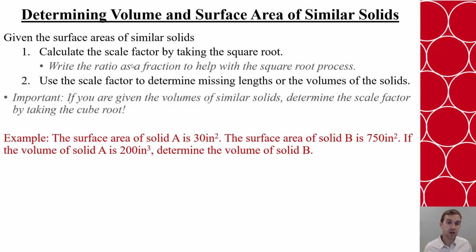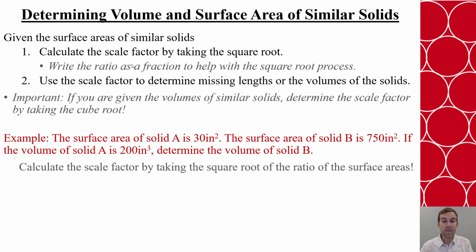So I don't have anything about the lengths or the widths or any of that information. All I have is the surface areas and the volume of solid A. So the first thing I want to do is take this from the surface area ratios back to the scale factor. So I need to take the square root of that ratio to create the scale factor. So if I think about this as being the surface area of A to the surface area of B, let's substitute in those values and take the square root.